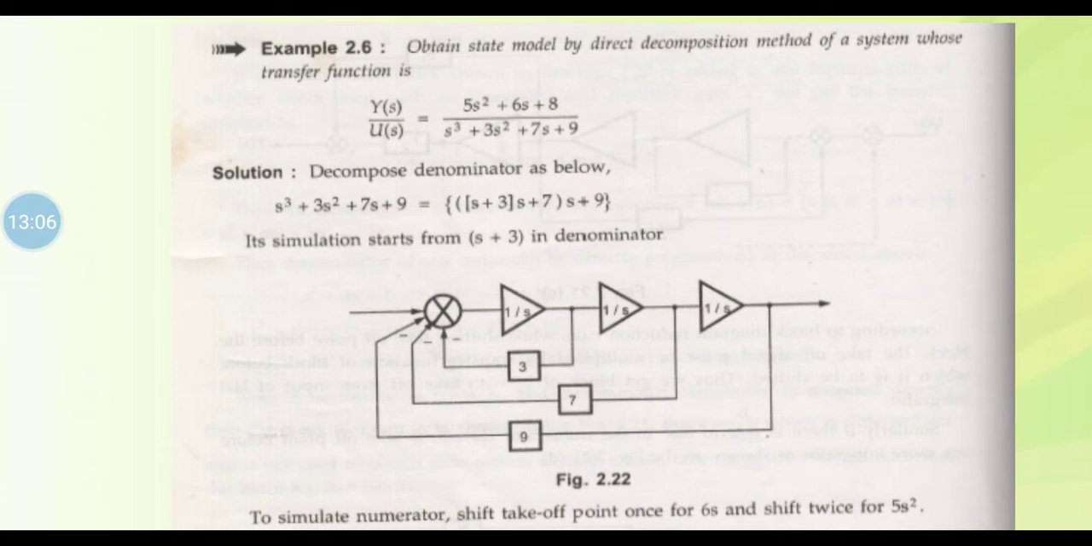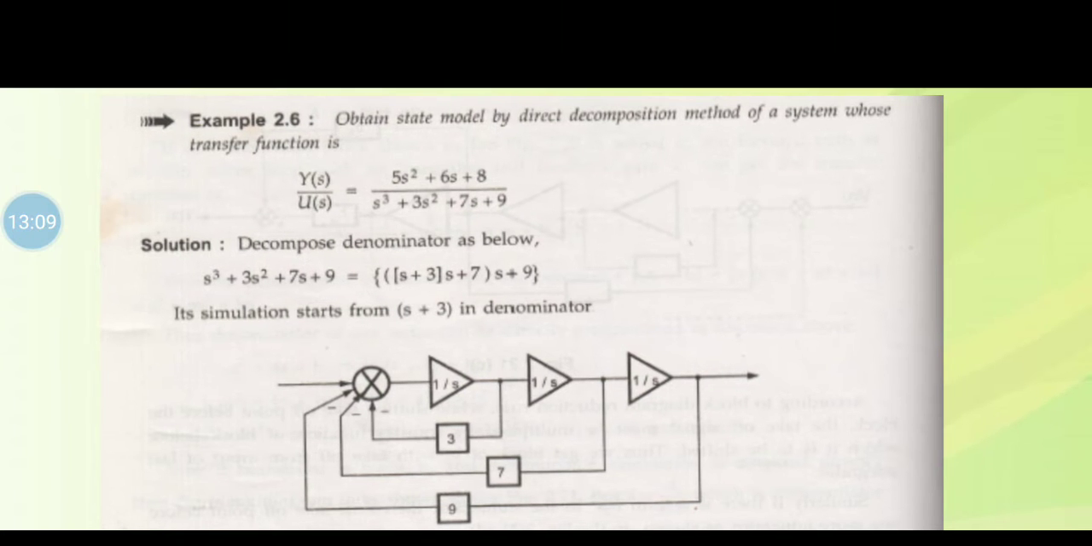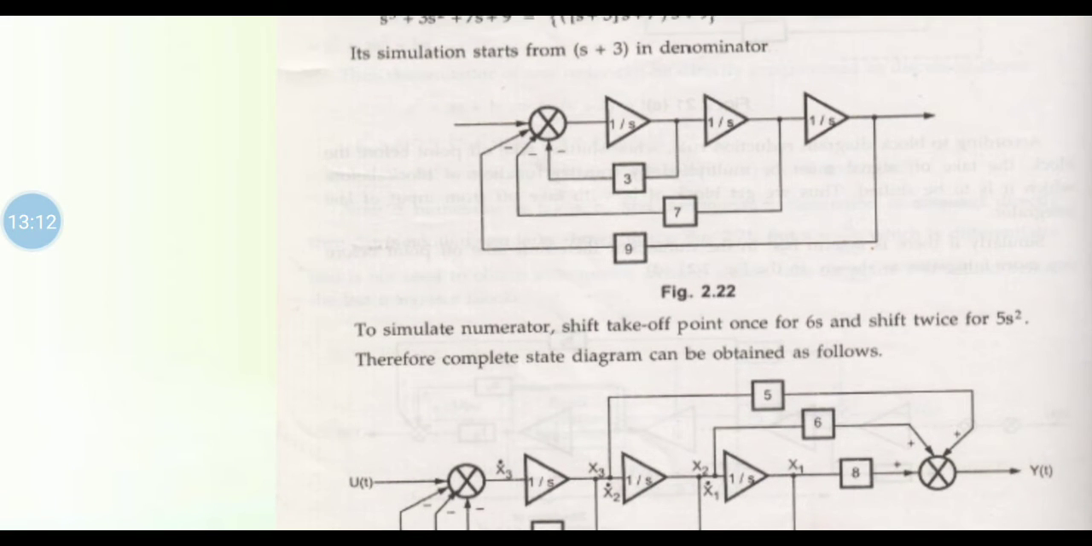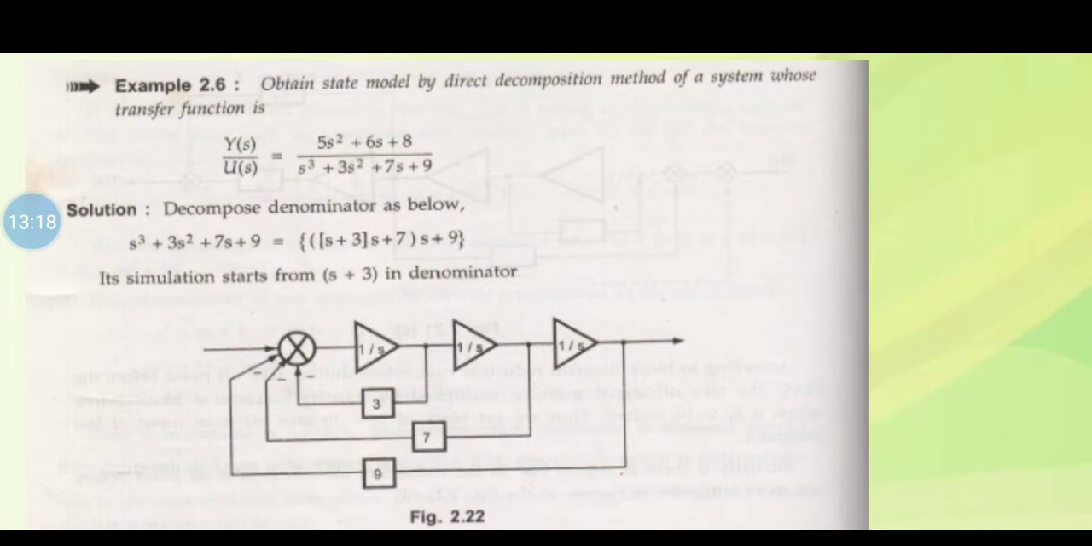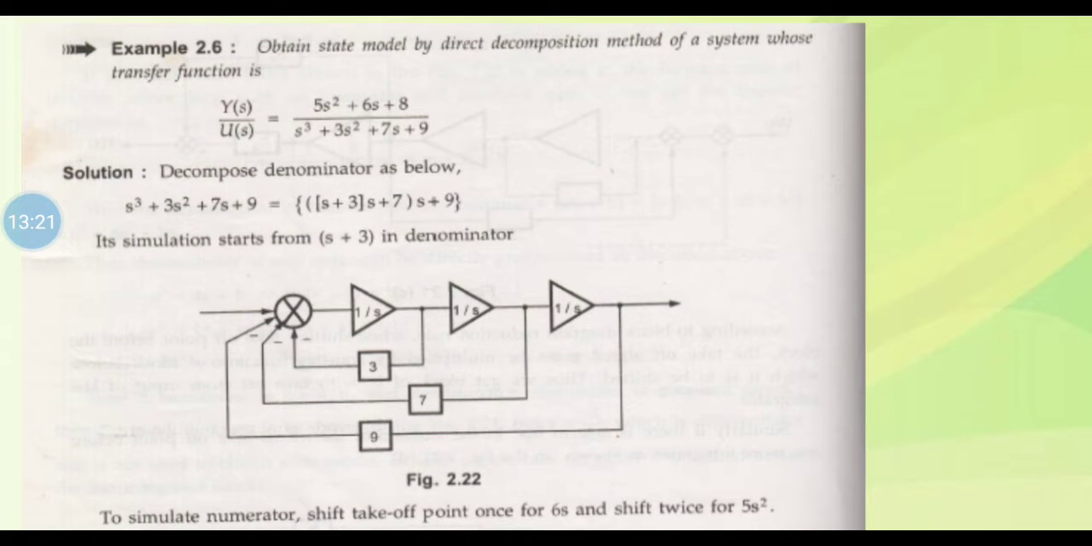The problem is: obtain state model by direct decomposition method of a system whose transfer function is y of s by u of s equal to 5s square plus 6s plus 8 by s cube plus 3s square plus 7s plus 9. So we'll go for the solution. Decompose the denominator as follows: s cube plus 3s square plus 7s plus 9 is equal to s plus 3 into s plus 7, the whole bracket, into s plus 9.